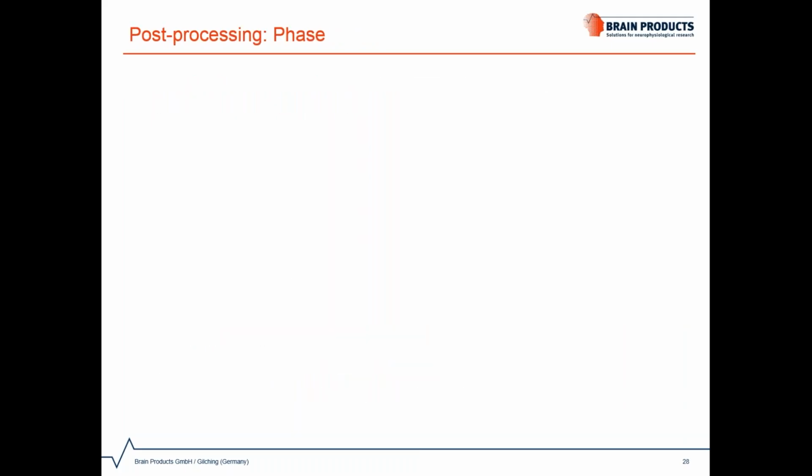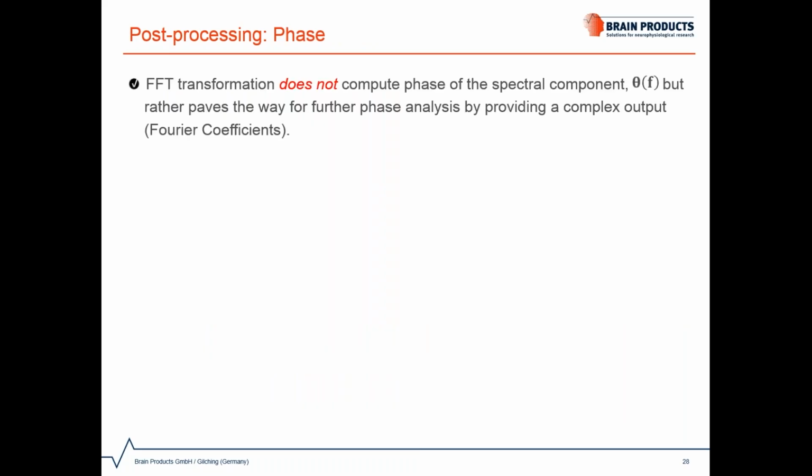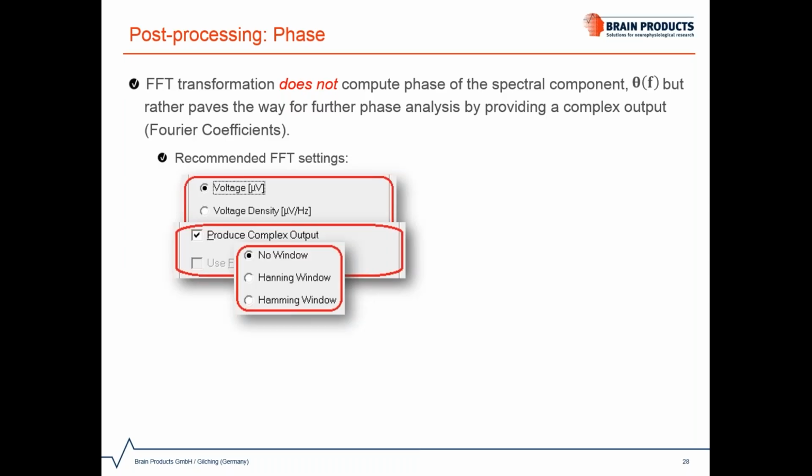Another measure that can be extracted from the spectral values is the phase of the oscillations. The FFT module does not directly provide you with the phase output, but it enables you to compute the complex Fourier coefficients, which are used for the computation of the phase. So the recommended setting to compute the complex coefficients is to select the voltage output option, along with the option produce complex output without the application of any window, and that is to preserve the original phase. So this is how you generate the Fourier coefficients.